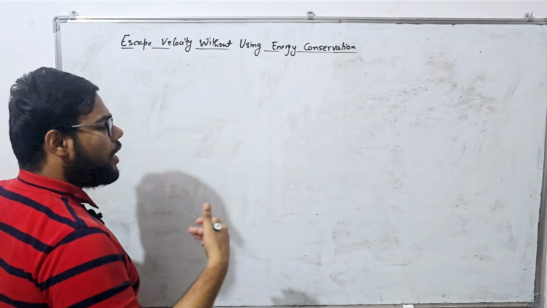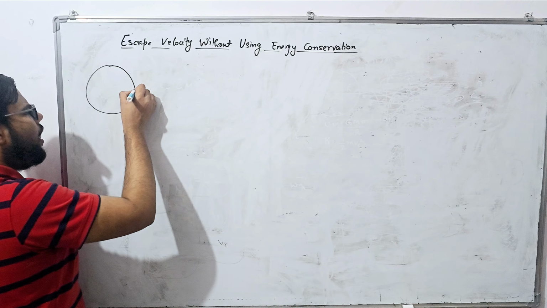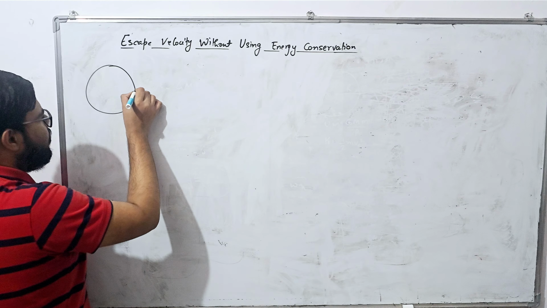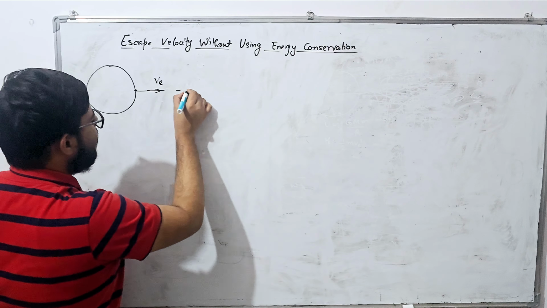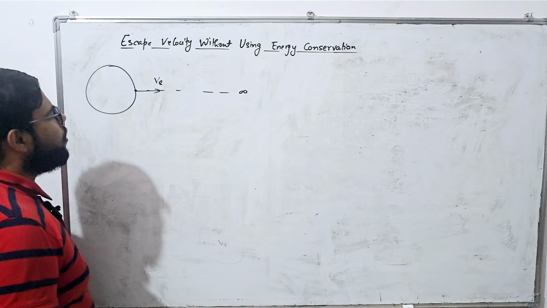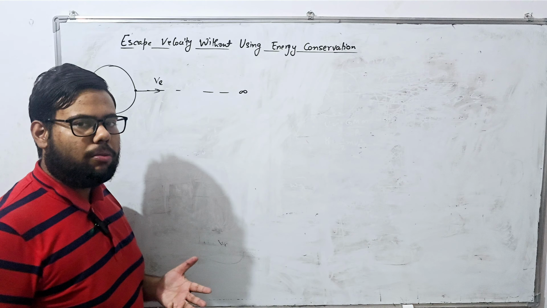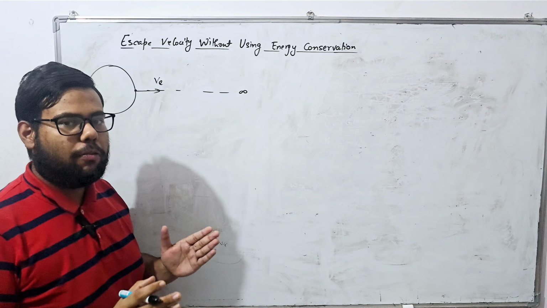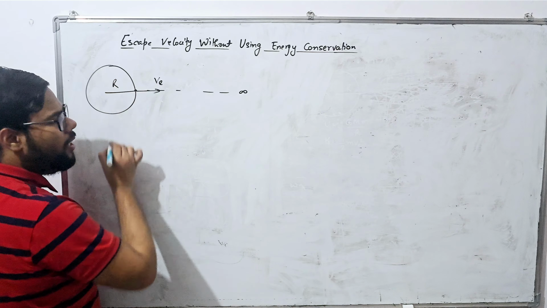Now let's see it using equations of motion. So suppose this is the planet, and the body is at the surface, and it is thrown with a velocity v, and it reaches infinity. So what will be the escape velocity in this case? Well, we know the value. We are now going to apply equation of motion in this case. So of course this is the radius r, correct?